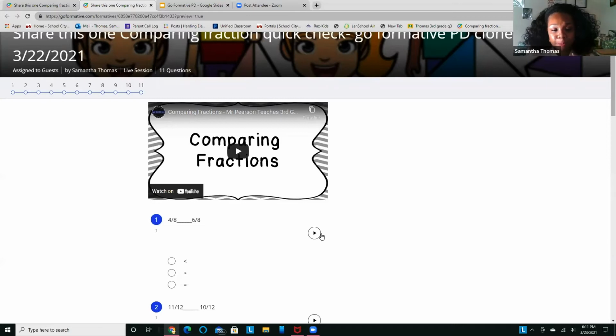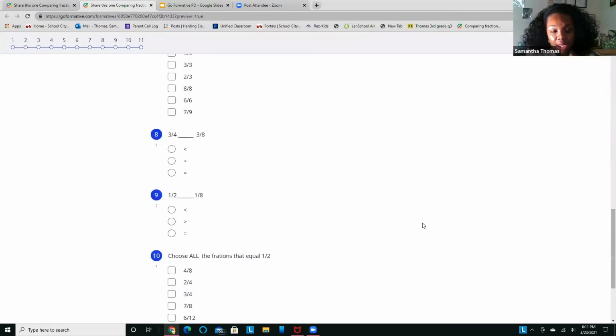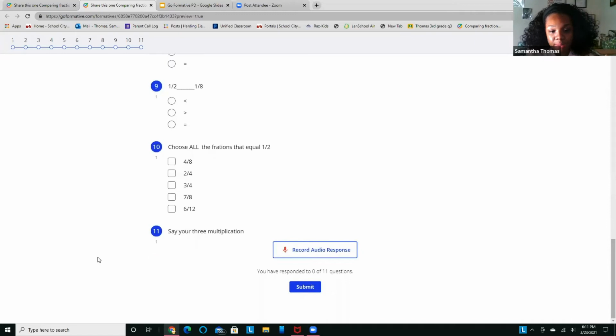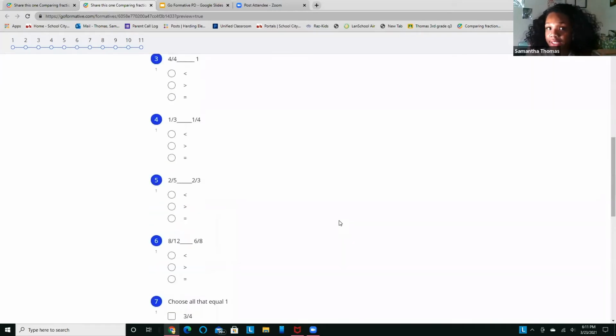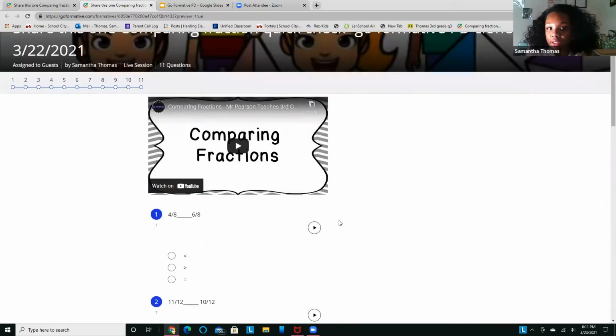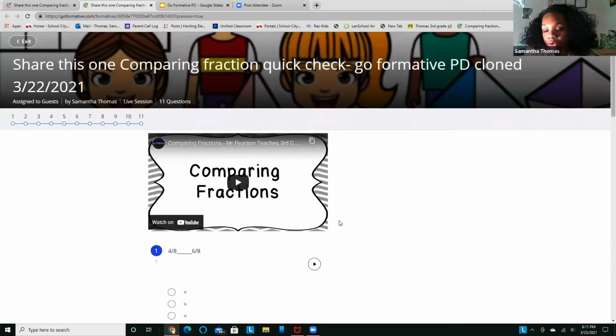And then I also put something extra there for those students who finish early while you're not quite finished collecting your data. They can record themselves saying their three multiplication facts again. It could be anything. That's just something that we're doing, since I'm a third grade teacher and we are learning our math facts.